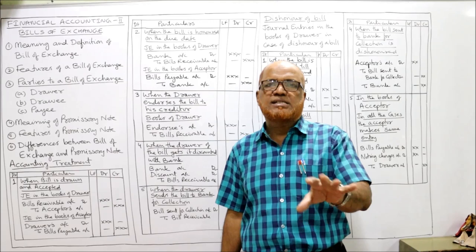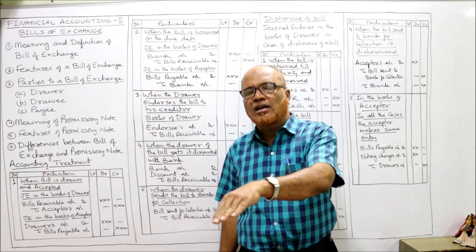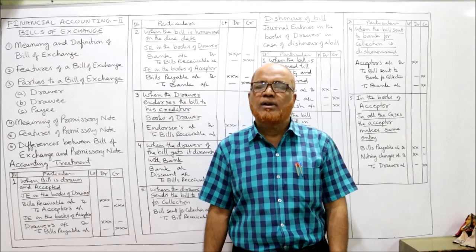Payment करने के लिए document चाहिए. Document या तो bills of exchange बना सकते हैं या promissory note बना सकते हैं. दोनों में slightly technical difference है, but the accounting treatment will be same for bill of exchange and promissory note.